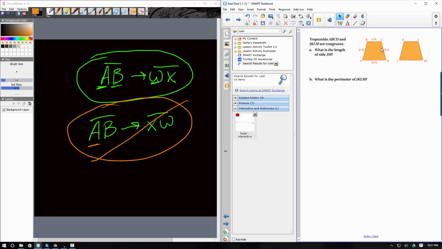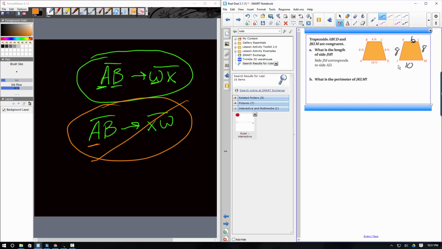We're going to do the same thing here with the trapezoids. So it says here that they are congruent. So what's nice here is I know that the side lengths that correspond, BC will correspond to KL. Therefore, this one over here will be equal to 6 as well. This is 8. So side length BA corresponds to KJ. So this is 8. LM corresponds to CD. So this is 8. And AD corresponds to JM, which means this is 10.